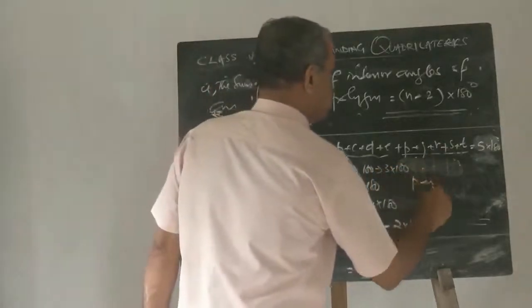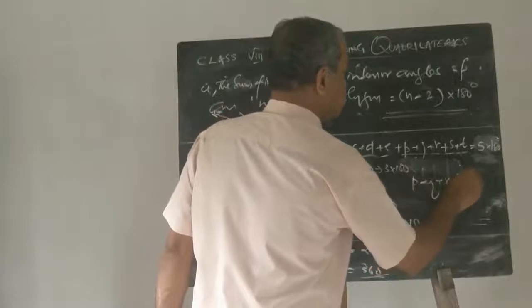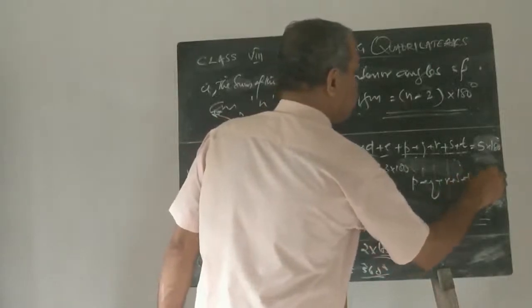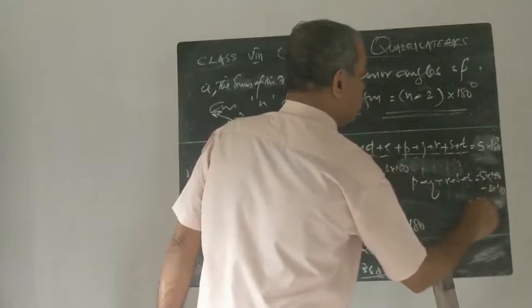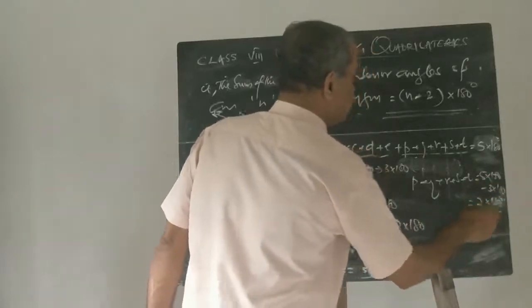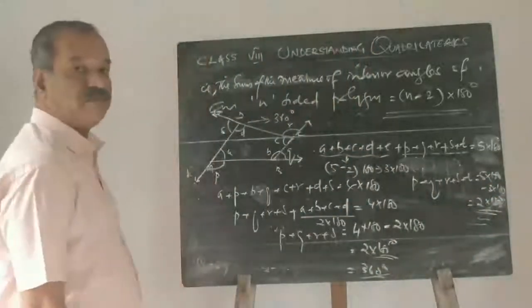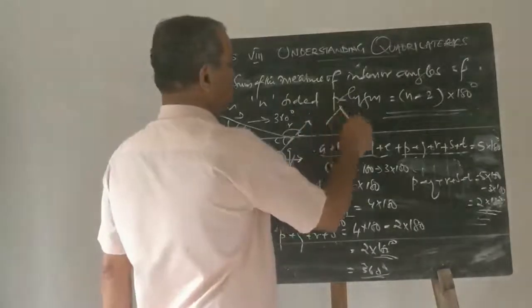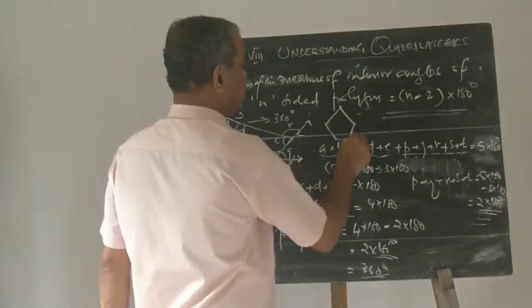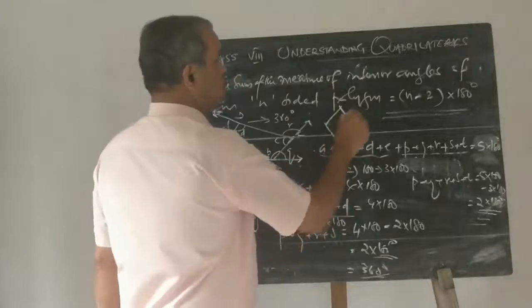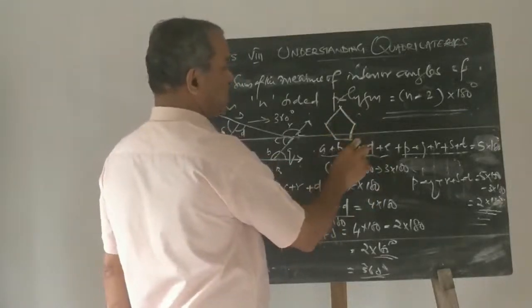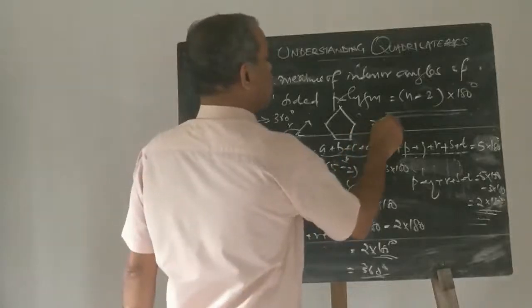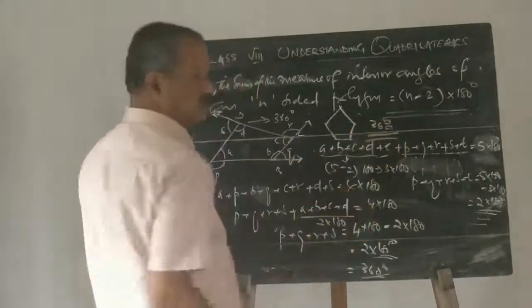So P plus Q plus R plus S plus T is equal to 5 into 180 minus 3 into 180, which is equal to 2 into 180. So for a pentagon, a 5-sided polygon, the interior angles sum to 3 into 180, and the sum of the exterior angles is 360.